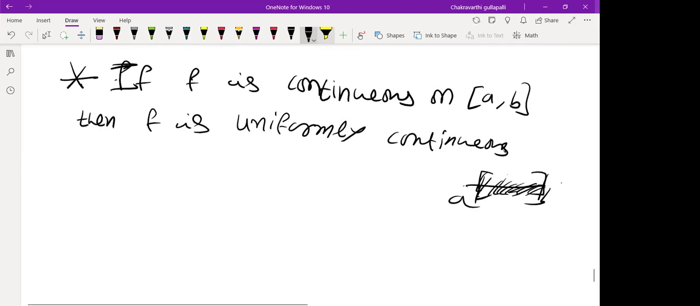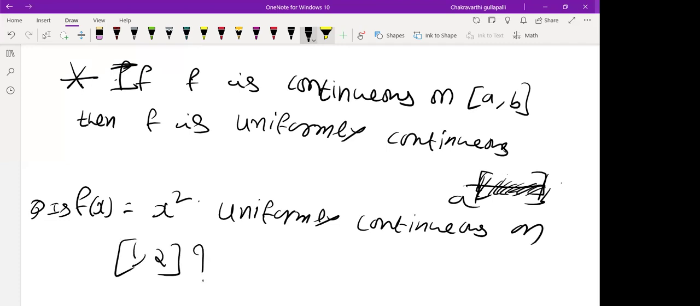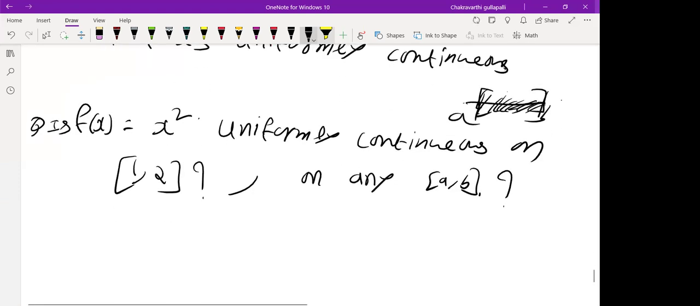So, for example, you are given f(x) equal to x squared. The question is: is it uniformly continuous on [1, 2]? In fact, on any [a, b]. Suppose you are given this question. So, is f(x) equal to x squared uniformly continuous or not?